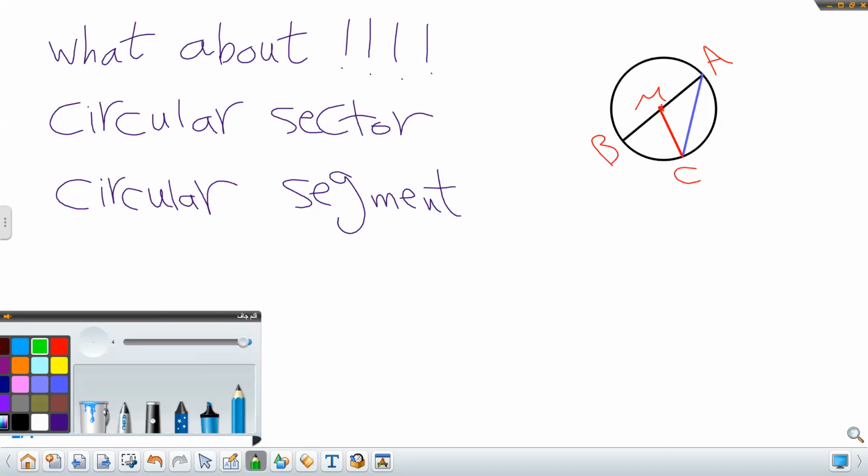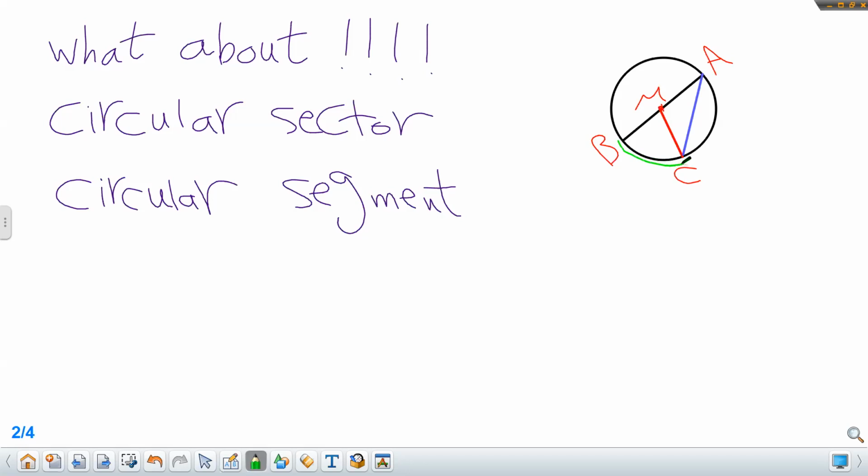Okay, for example, mention any of the arcs here. For example, I selected BC. And what about their radii? What about the radii of BC? They are BM and CM. So this included part is called, yes, good, circular sector. It's called circular sector.